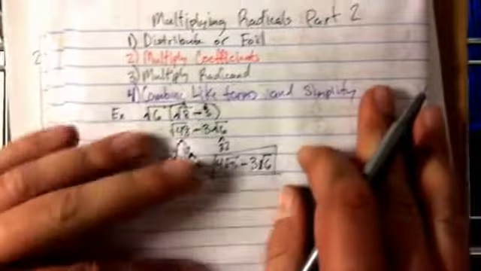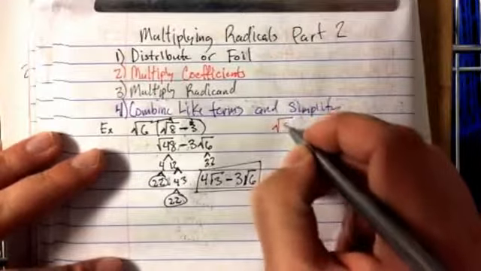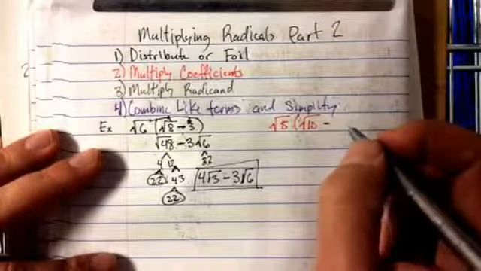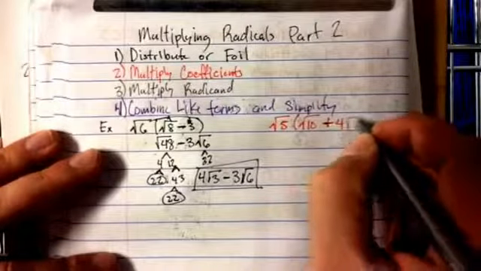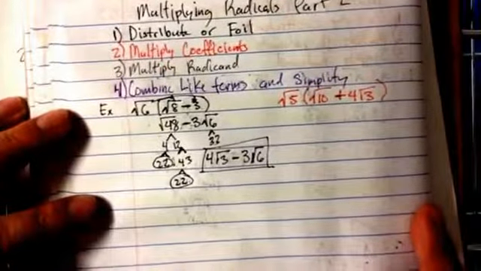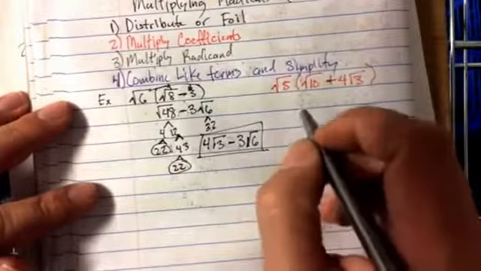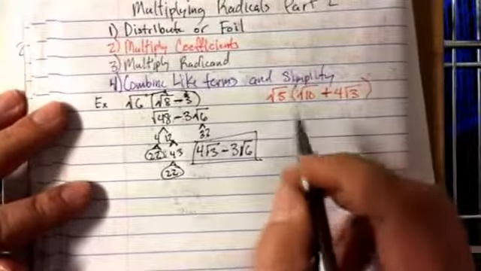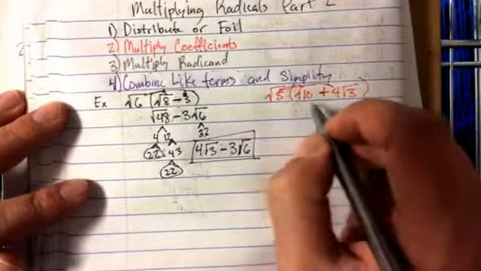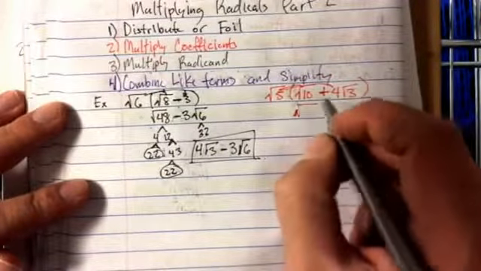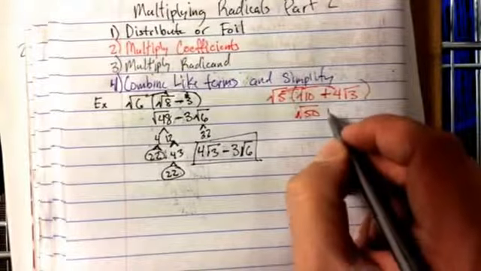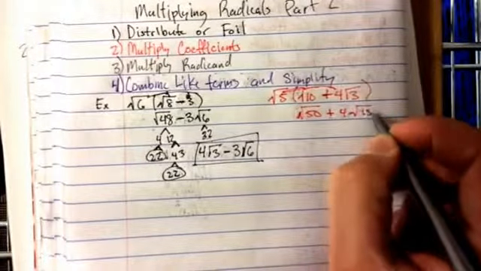If we were to do another example, let's say we had the square root of 5 times the square root of 10 plus 4 square root of 3. So we need to distribute again. So we multiply square root of 5 times square root of 10. And that gives us square root of 50. Square root of 5 times 4 square root of 3 is 4 square root of 15.